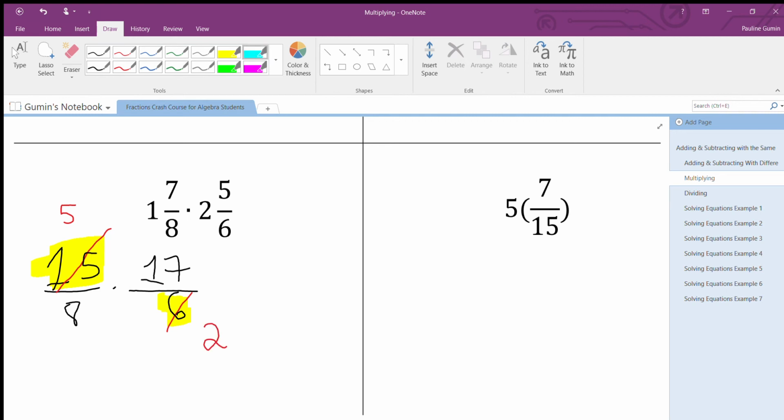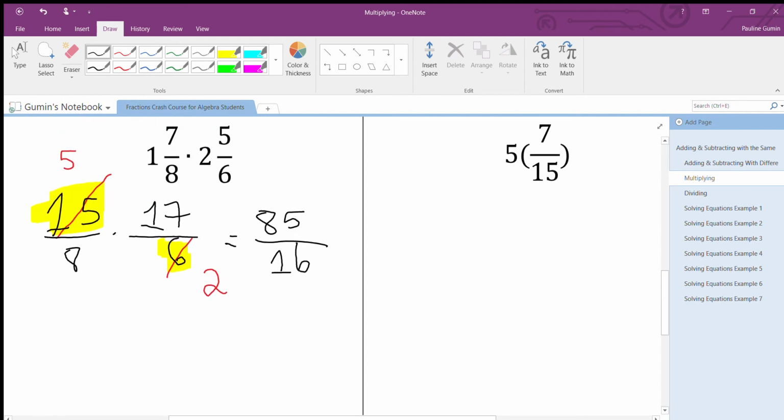Okay, can I reduce the 17 with the 8 or the 2? Unfortunately not. We have a new number up here. We have a 5. Can I reduce the 5 with the 8 or the 2? Nope. Okay, we're ready to multiply straight across. 5 times 17 is 85 over 16. Okay. Shall we practice doing mixed numbers? Why not? Okay. 16 goes into 85 5 times.